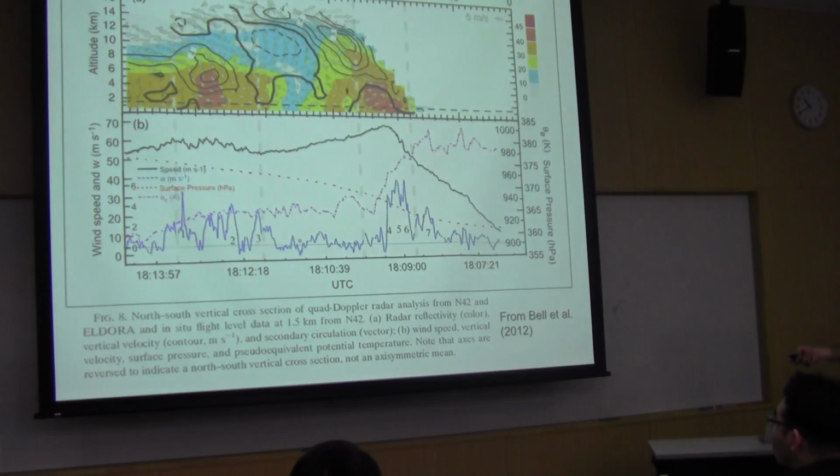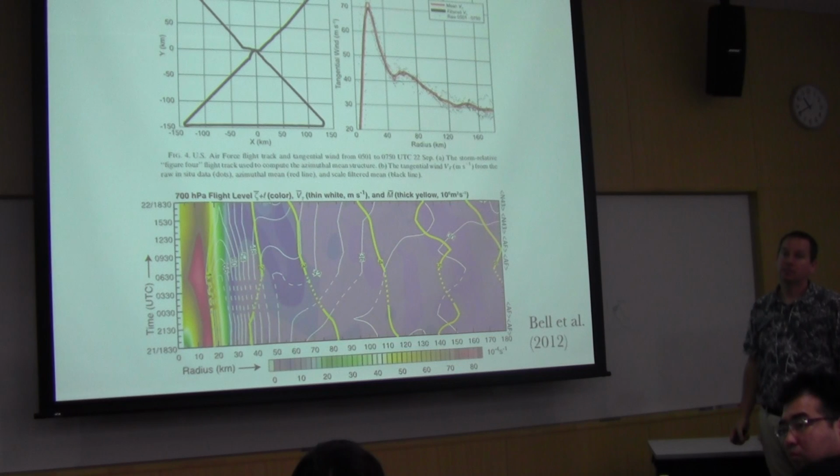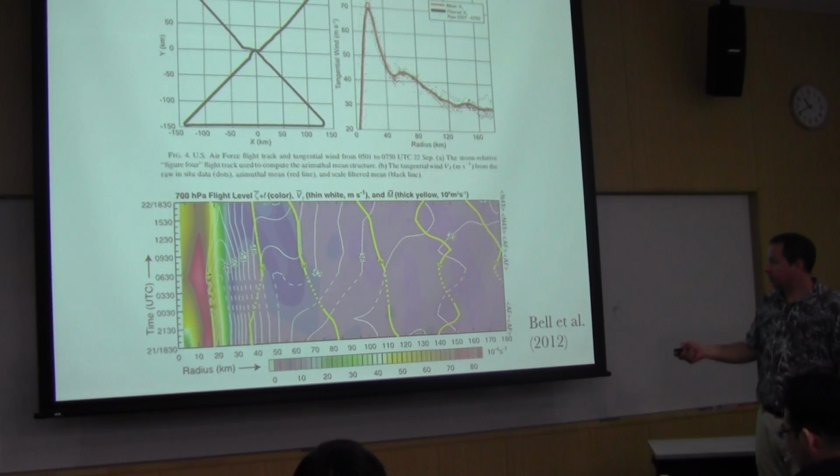Excuse me. Yes? In this case, the secondary eye wall is a very symmetric structure. So what time is the clear symmetric structure of the secondary eye wall in this figure? Good question.